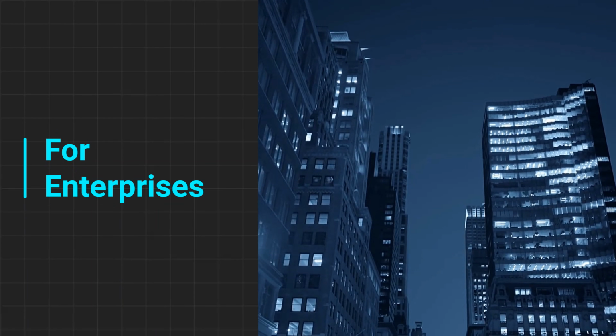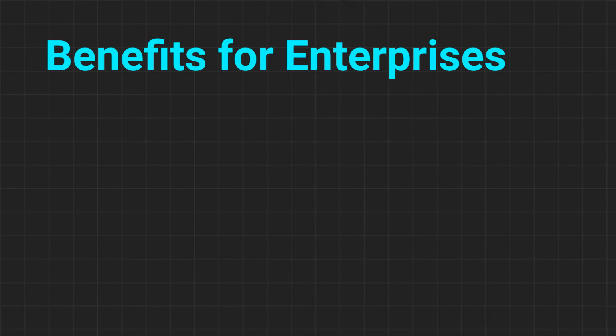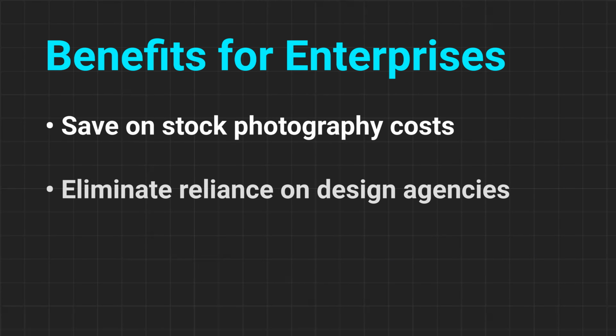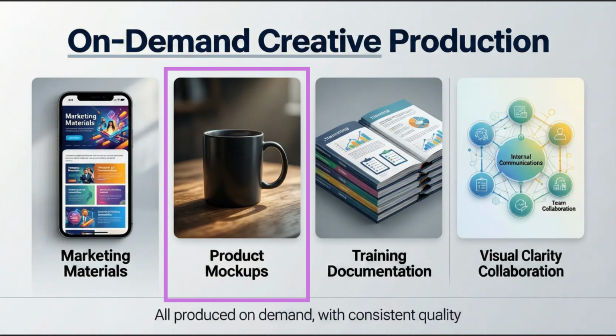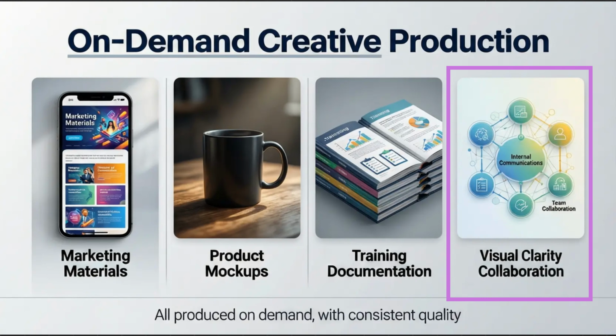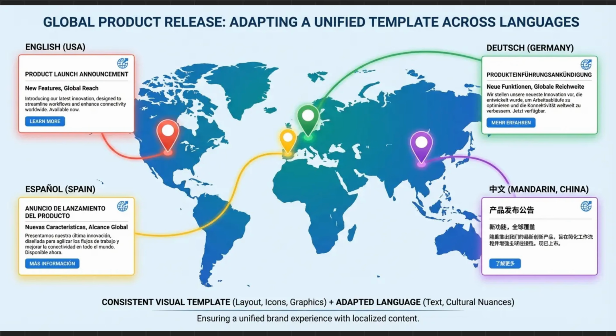Now, for those of you on the enterprise side, this is where the implications become particularly compelling. Consider what organizations typically spend on stock photography, design agencies, and creative asset production. With Qwen Image 2512, you can generate enterprise-grade visuals internally. Marketing materials, product mockups, training documentation, diagrams and infographics for internal communications, all produced on demand with consistent quality. The model also supports multilingual content generation with structured layouts, valuable if you're operating across regions and need to maintain visual consistency while adapting for local languages or cultural preferences.